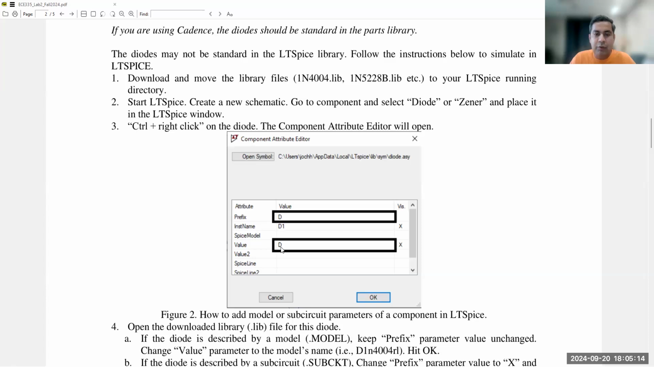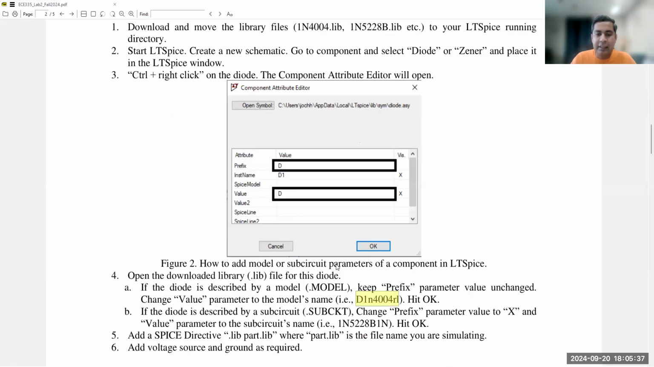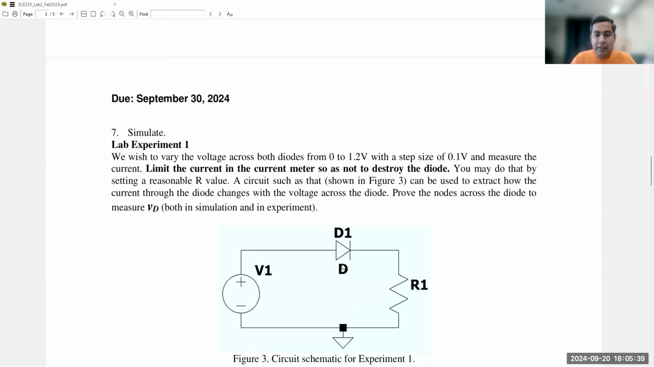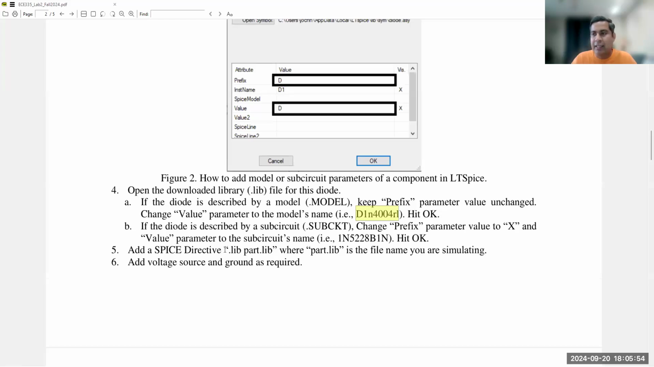But we have to change this value with the model name that we have in our library file. So open up your library file and find out this dot model command. And whatever name is given after that, you copy that and place it in this value field. And then save this attribute editor so that that will be assigned in your diode. Once you save it, the symbol here, like this D text here, will be changed to the model name that you have.